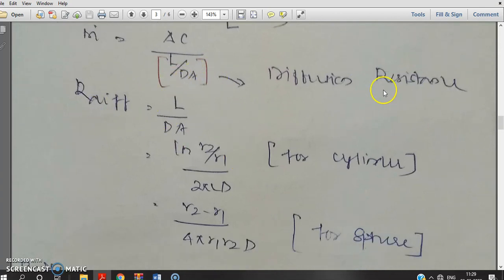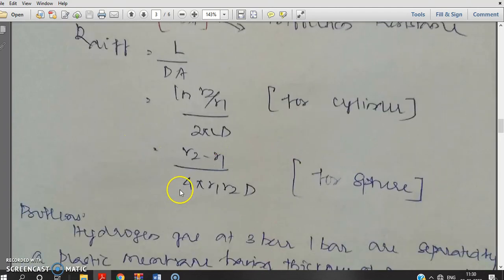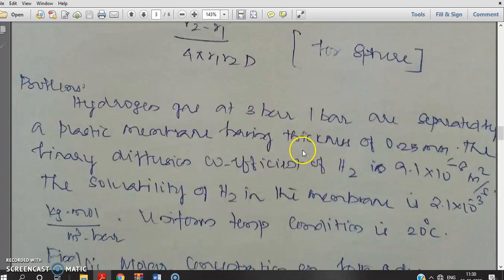Similarly, this diffusion resistance varies with respect to geometry. For a cylinder, ln(R2 by R1) divided by 2πLD. For a sphere, (R2 minus R1) divided by 4πR1R2D. The same in heat transfer is ln(R2 by R1) divided by 2πLK, where K is the thermal conductivity in heat transfer, but here in mass transfer, the diffusion coefficient D is the factor. So we have to replace K and substitute D for mass transfer problems.